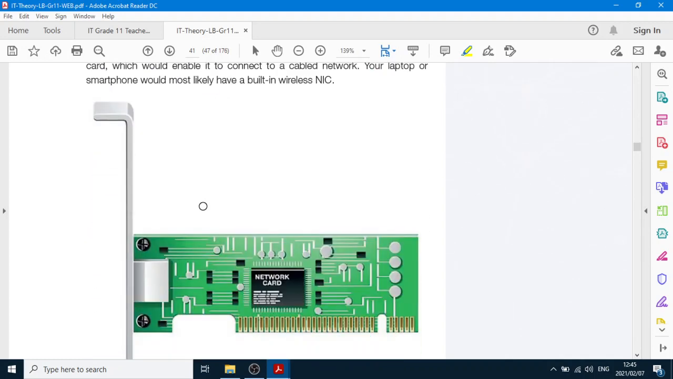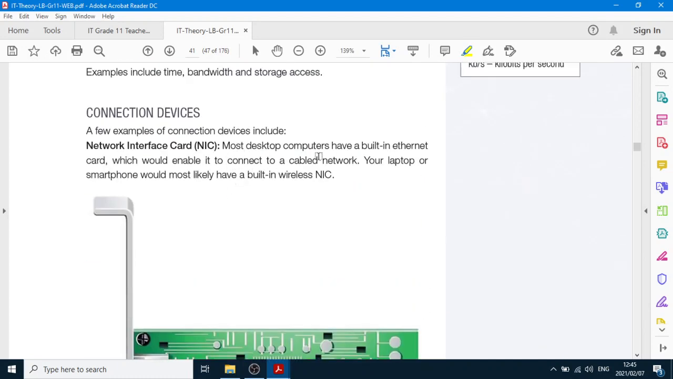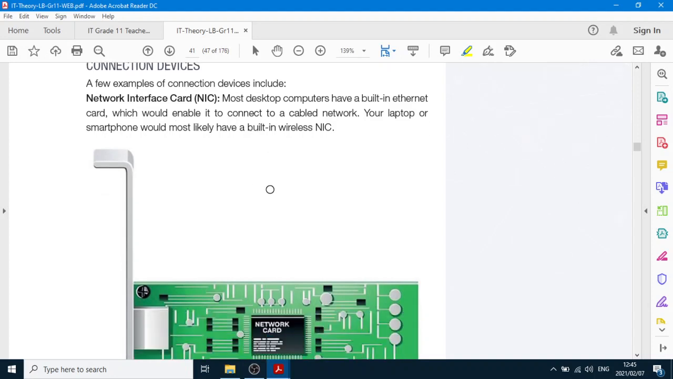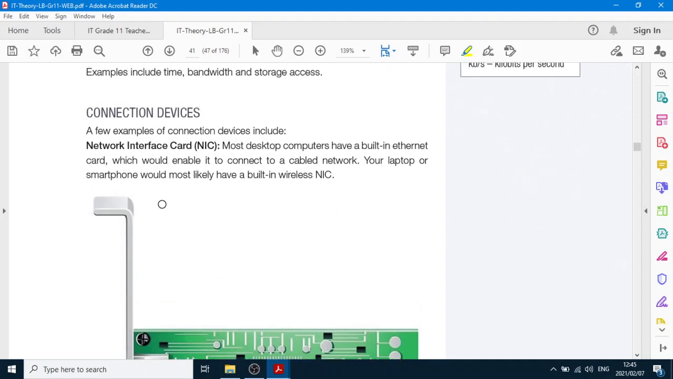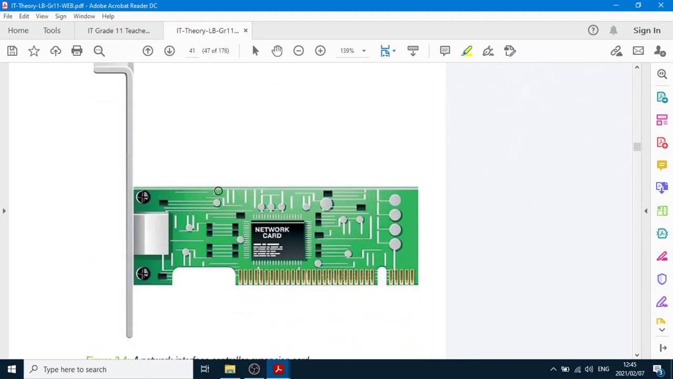Connection devices. The most common one is our network interface card. It's called an Ethernet card, and it enables a device to connect to a cabled network. Your laptop or smartphone will have a built-in wireless network interface card, but basically the function is the same. It gives the address. It has the MAC address. Can you see in the middle there? The MAC address will be etched onto the network card.